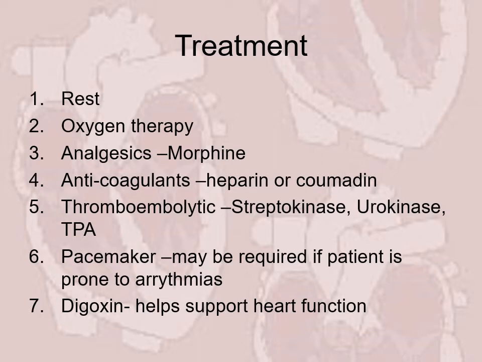analgesics, sometimes morphine to treat pain, other morphine derivatives, anticoagulants, heparin or Coumadin, newer thrombolytic agents, streptokinase, urokinase, TPA, tissue plasminogen activator, administered immediately to break up clots before damage can occur or to minimize damage. A pacemaker may be required if the patient is prone to arrhythmias. Digoxin helps support heart function. Other treatments if CHF is a complication, sometimes bypass surgery.